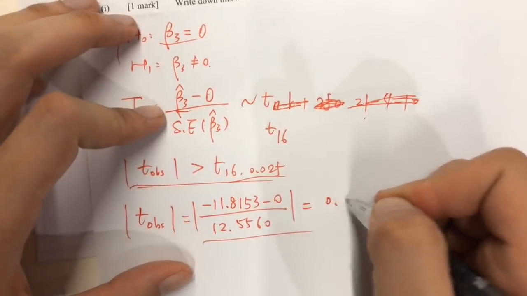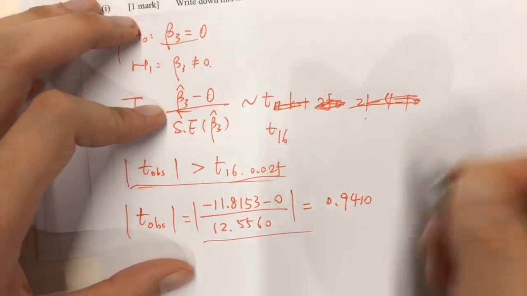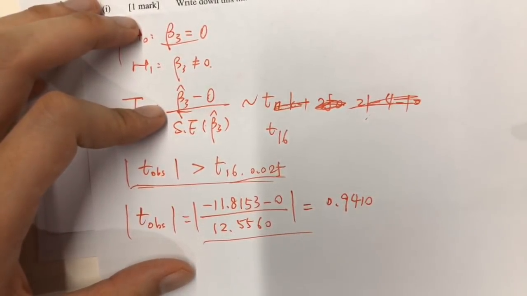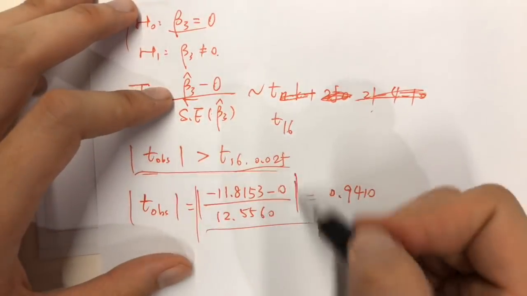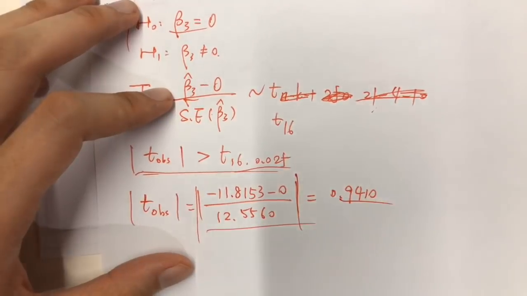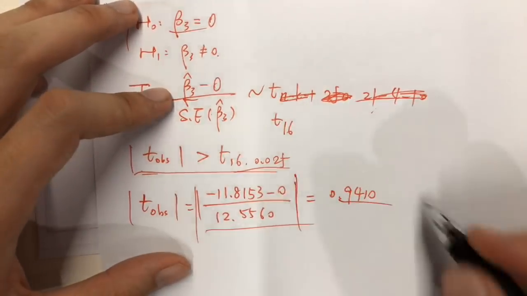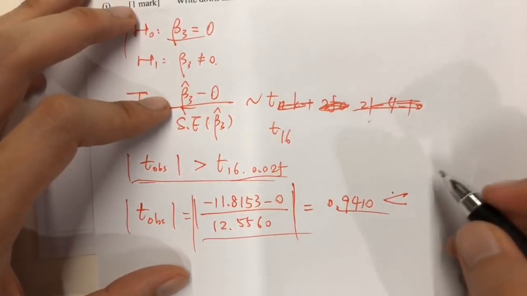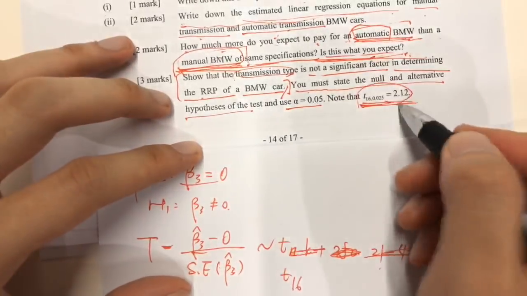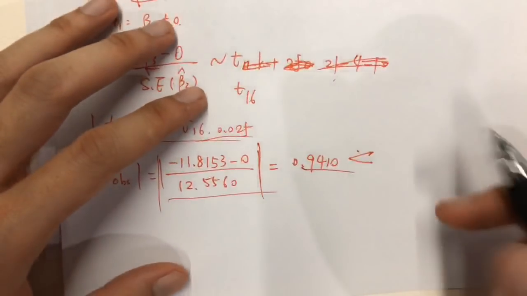I've got 0.9410 in my Excel. Beautiful. Well, we are taking the absolute value, so it's all positive. And obviously, this is definitely less than what? Less than the critical value, which is 2.2.